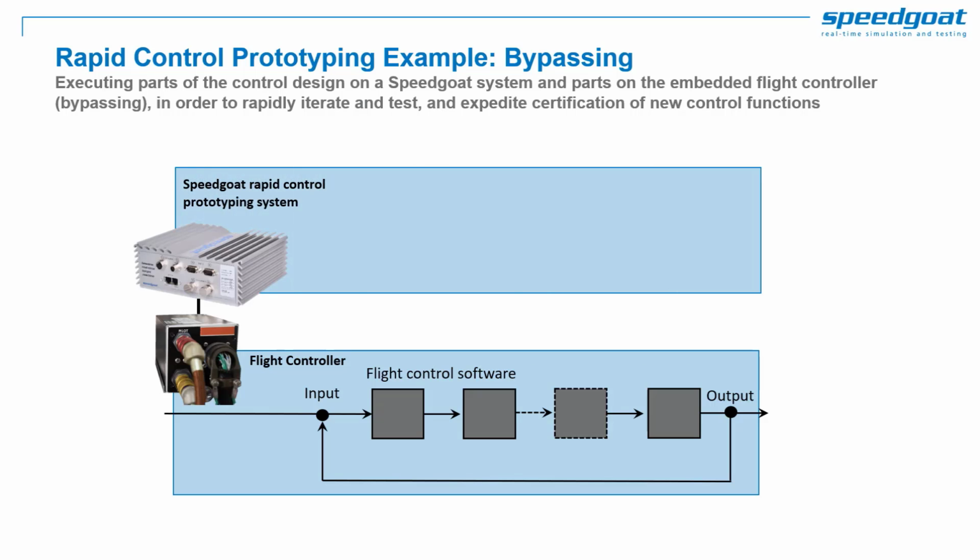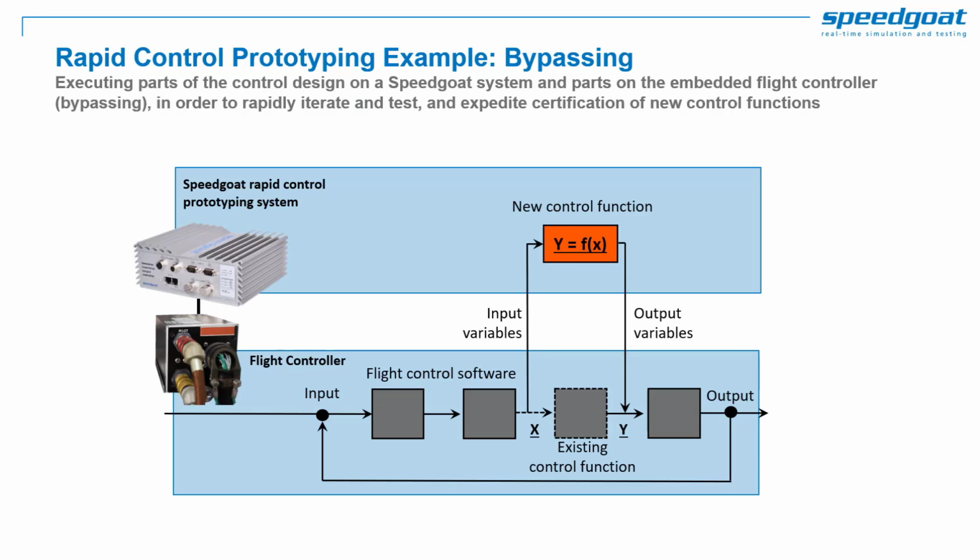Using your rapid control prototyping system, which is obviously a Speedgoat target machine, you can input the variables from the flight controllers or from the flight control software into your Speedgoat target machine, perform one specific operation, and then output the variable again. This allows you to tune only specific details of the algorithm. This approach is used to certify flight controllers across the fleet of a major airliner manufacturer.